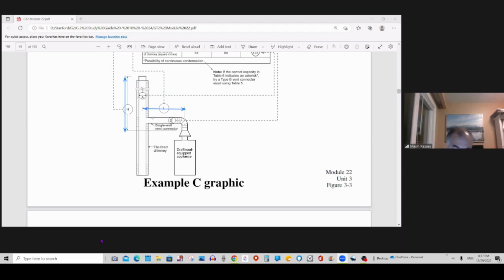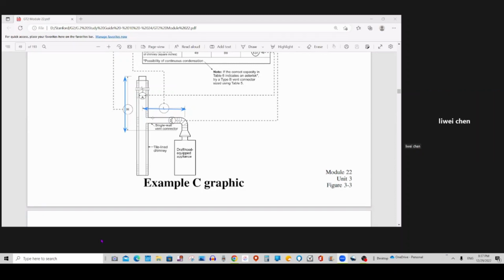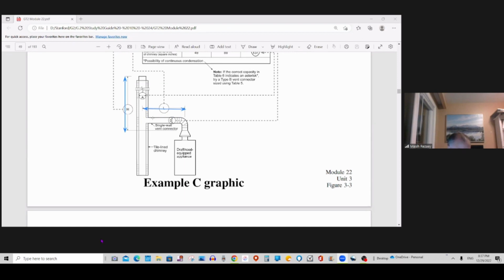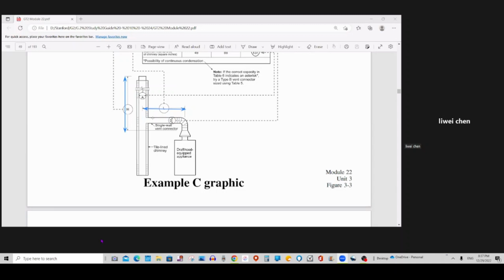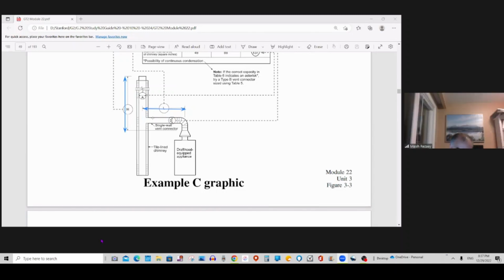So please open your code book, everybody. Which table should I go to? I have one appliance connected to the chimney, natural draft, with a single wall connector. Table C6. Let's open table C6, everybody.